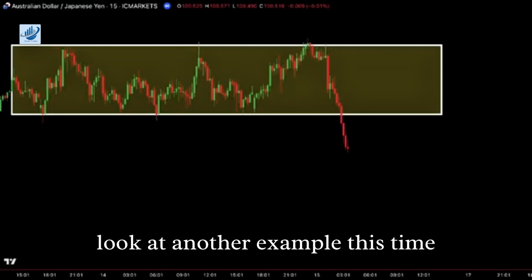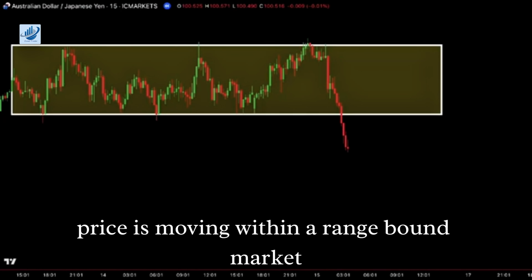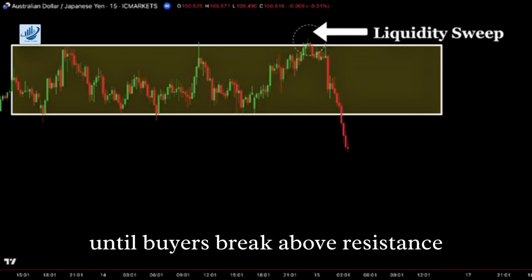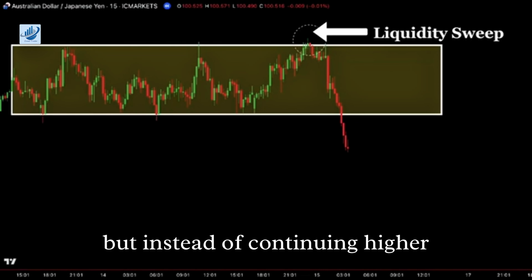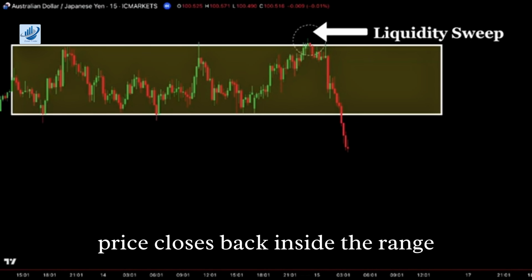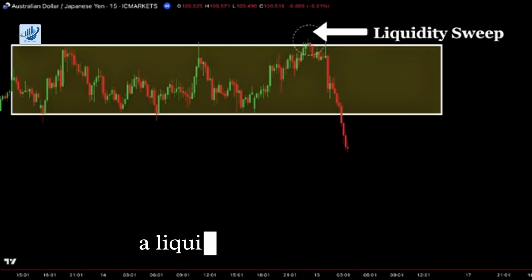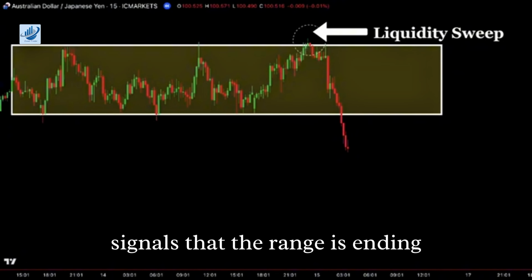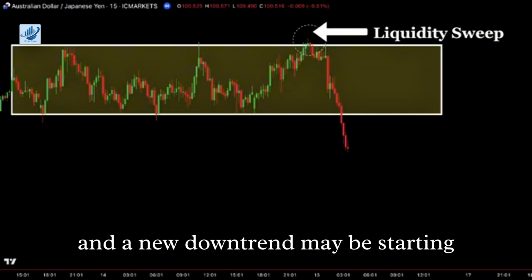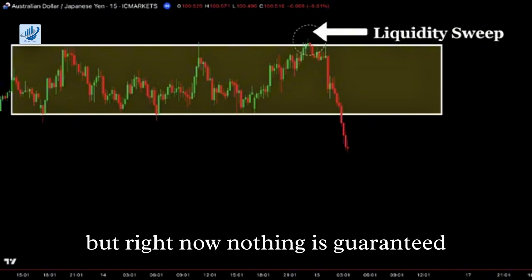Look at another example. This time, price is moving within a range-bound market until buyers break above resistance. But instead of continuing higher, price closes back inside the range. This is a clear liquidity sweep. A liquidity sweep like this signals that the range is ending and a new downtrend may be starting. But right now, nothing is guaranteed. This is just the first sign of a potential shift.